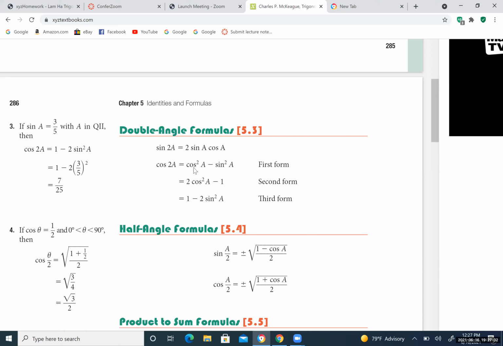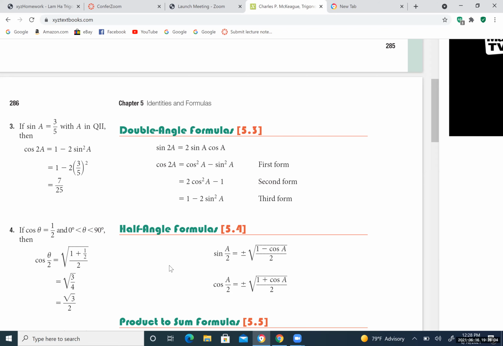These 3 forms help you figure out cosine 2a. The reason they have this is because sometimes they give you cosine and sine and want you to find cosine 2a, and then you will use the first form. For example, on the left side right here, they give you only sine a. So the only formula you can use is 1 minus 2 sine square a, right? Apply it for this, and you get cosine 2a equal to 7 divided by 25.